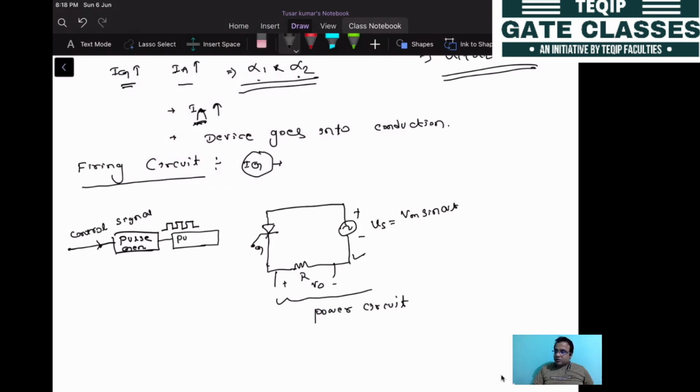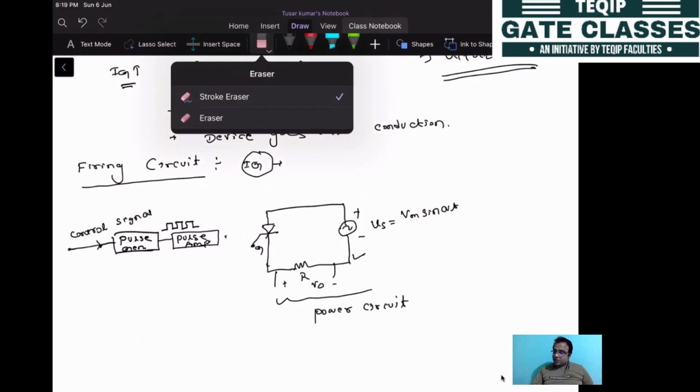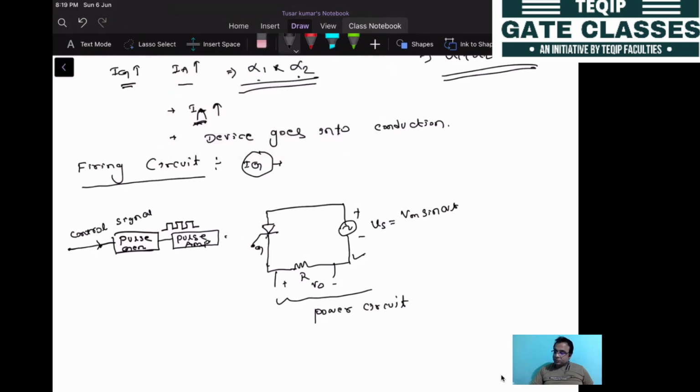You require one pulse amplifier. The pulse amplifier will just amplify the signal, because this signal may not be able to switch on the device as it is running with a high power circuit. Then after that you require, and this is the most important thing, what is called the pulse transformer. From the pulse amplifier you can give the signal to one pulse transformer.